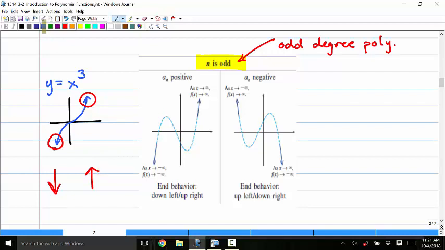Okay, what if the leading coefficient is negative? For example, y equals negative x cubed. What did the negative do out front? It flipped it over the x-axis. So what's the end behavior when n is odd and a sub n is negative? It's up, down.